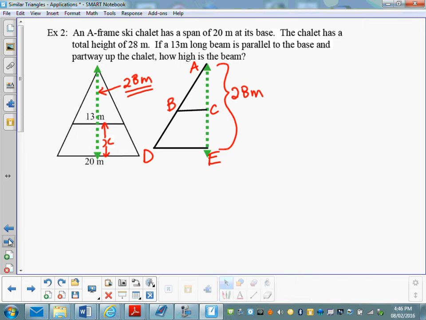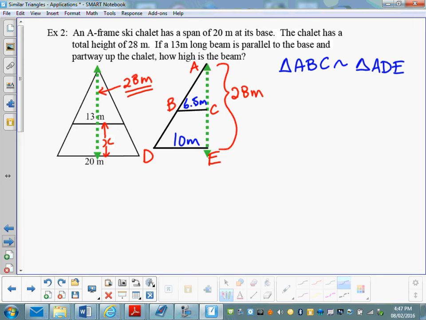Now because I've split that in half, that means that this piece here is going to be 6.5 meters. And the bottom piece got cut in half, so it changed from 20 to 10. So in this diagram, triangle ABC is similar to triangle ADE. So we've got the little triangle at the top and the whole big triangle, and they're similar to each other.